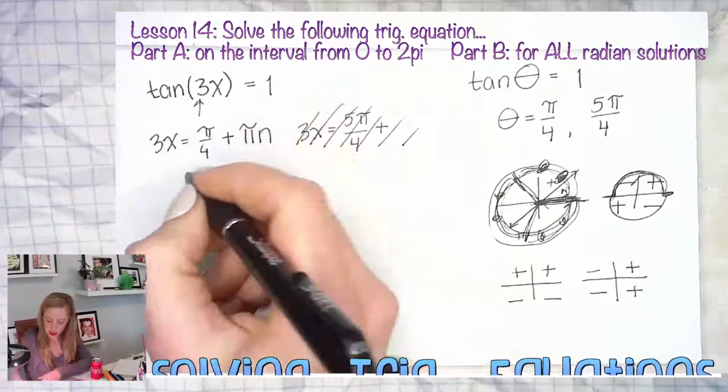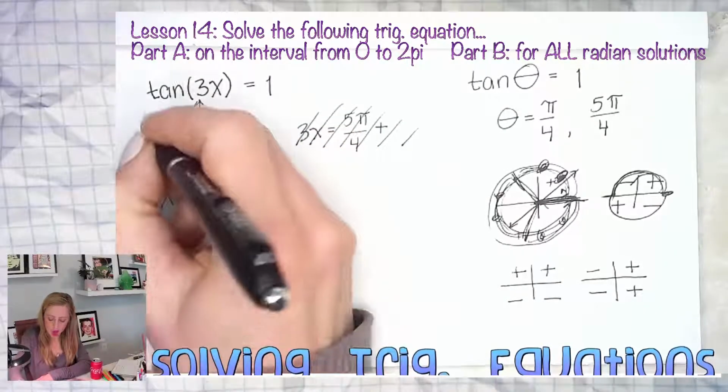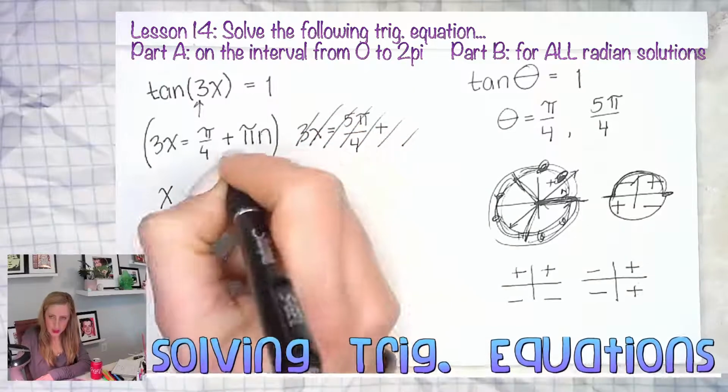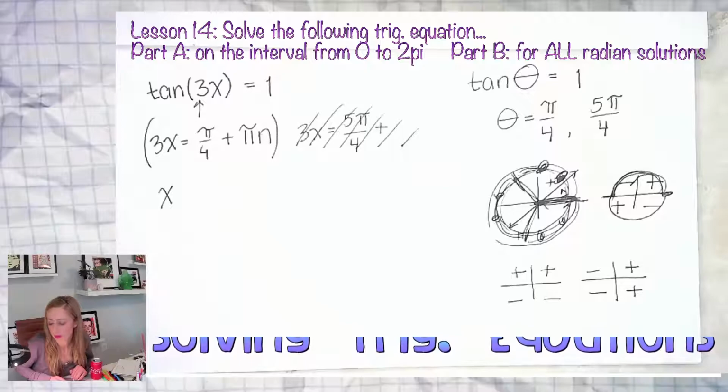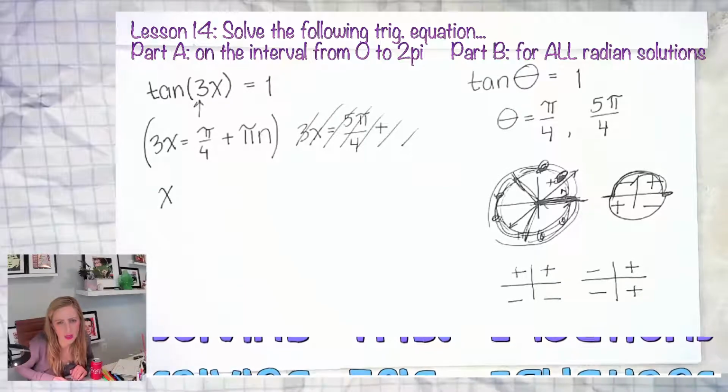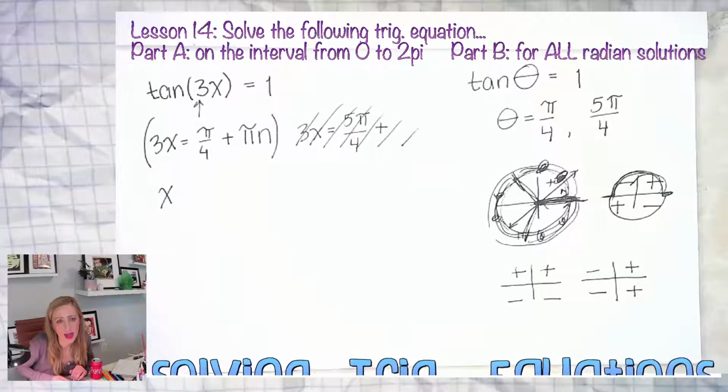So let's continue. I've got to keep going and solve for x. What can I do to everything in this equation to work on getting x alone?